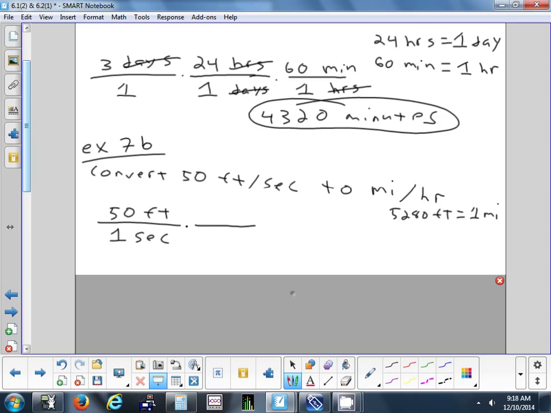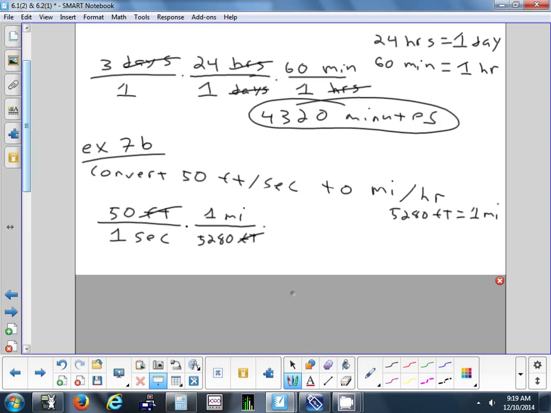Where do we want feet to go here? Top or bottom? Bottom. So we have 5,280 feet in 1 mile. If I stopped here, what would be my units? I'd have a speed in what units? Seconds. Well, speed has to have a distance as well. Oh, miles per second. It'd be miles per second.